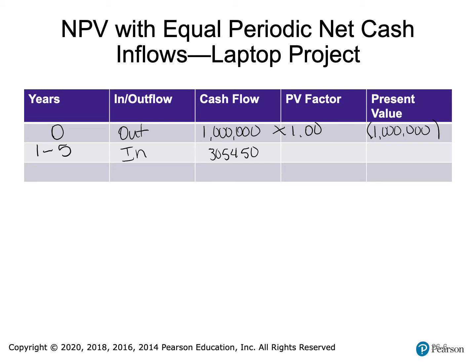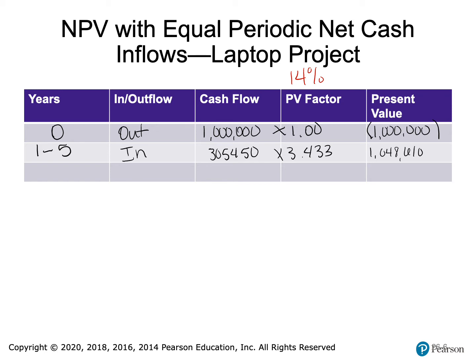Now, the interest rate is 14%. This is what management tells us is our required rate of return. So I'm going to go to the annuity table. I'm going to look up 14% across the top, and 5 years across the rows, down the side, and I get a factor of 3.433. When I multiply out 305,450 by 3.433, I get a present value of 1,048,610.